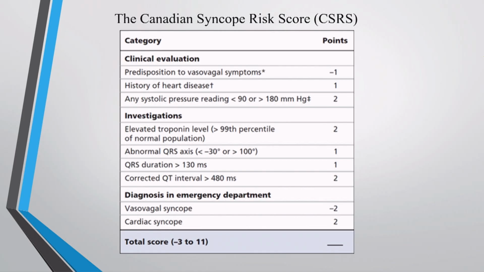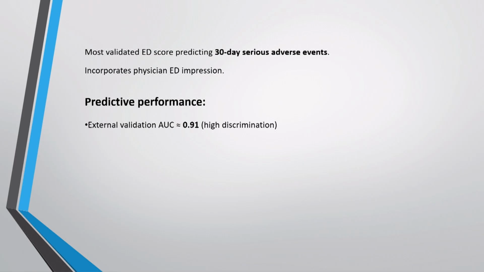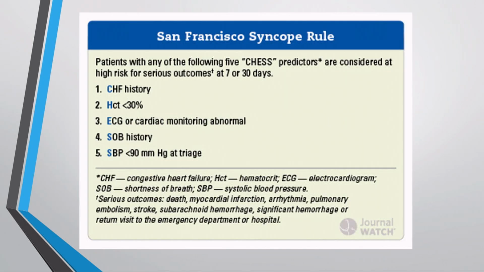And one important thing the Canadian syncope score actually calculates is the impression that an ED physician makes. If it is a vasovagal syncope, it is given -2, or if it is a cardiac syncope, it is given 2. So the total score varies from -3 to 11. If it is more than 5, it is a high risk patient. So what is the specialty of this Canadian syncope score? It is the most validated ED score, predicting 30-day serious adverse events, and it incorporates the ED physician's impression, and the predictive performance is almost 0.91.